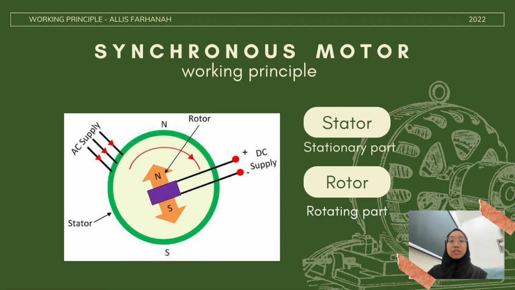The synchronous motor depends on the interaction of two components, the stator and the rotor, whereby the stator is the stationary part and the rotor is the rotating part. The rotor is supplied with DC supply, meanwhile the stator has a 3-phase AC power supply and also 3-phase windings. Therefore, this stator winding creates a 3-phase rotating magnetic field.